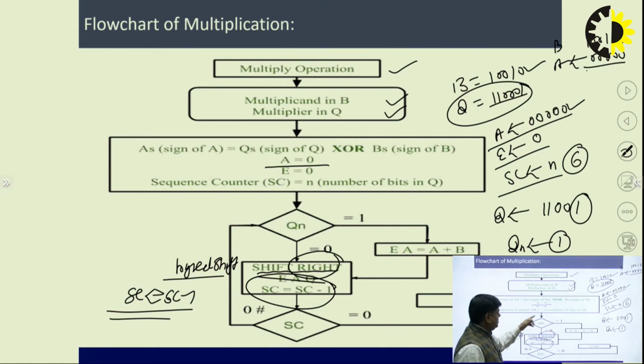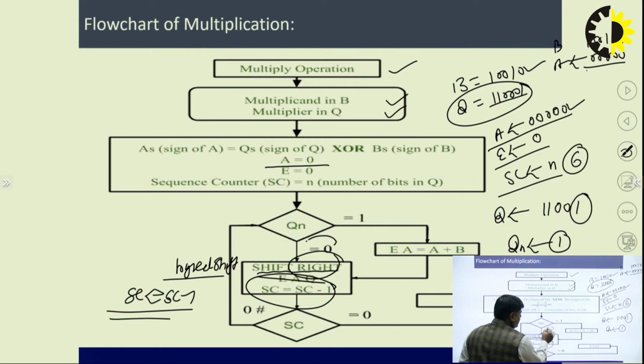Now this one is the main algorithm for the multiplication operation. After the decrement operation of SC, we check SC. If SC is 0, then end the processing. If SC is not 0, then again we move to this step number and again check Q1. If Q1 is 1, then add A plus B, shift, and SC is equal to SC minus 1. That is condition 1.